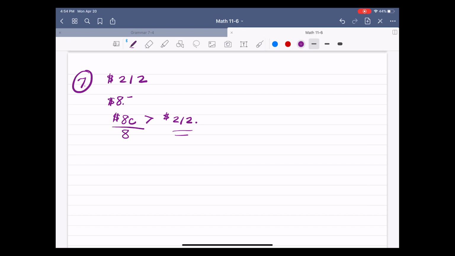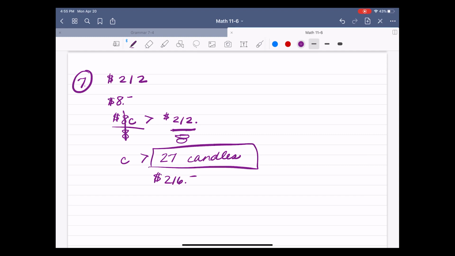Well, to find out how many candles, we're going to have to divide by 8 on both sides. 8 divided by 8 is 1. 1 times C is C. She has to sell more than 27 candles at $8 a piece. And 27 times 8 is $216. So that would be where she would begin making profits after she sold 27 candles. There you have it, people.